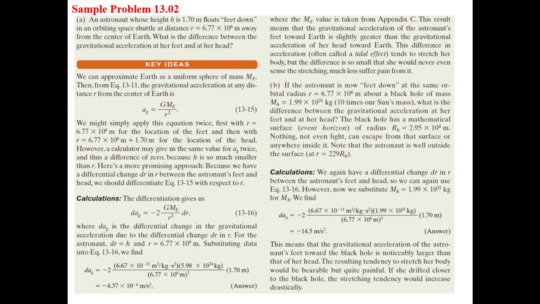An astronaut's height is 1.7 meters, and she falls feet down in the space shuttle. The distance to Earth is 6.77 times 10 to the power 6 meters from the center of Earth. What is the difference between the gravitational acceleration at her feet and her head? We can approximate Earth as a uniform sphere of mass M. Then from equation 13 to 11, the gravitational acceleration at a distance is this one: GM over r squared. Simply differentiate the equation.